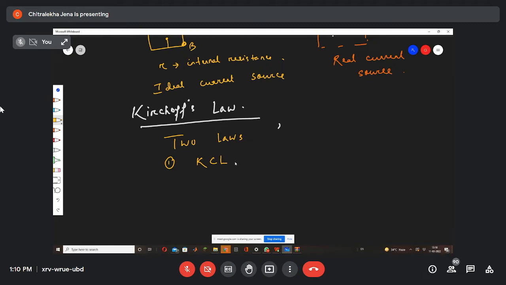Okay. When you are telling the law, you are stating the statement of the law. Ma'am, Kirchhoff's current law. Yes, this is Kirchhoff's current law. In short, we call it KCL. Good, Abhijit. So the statement of the law is here.